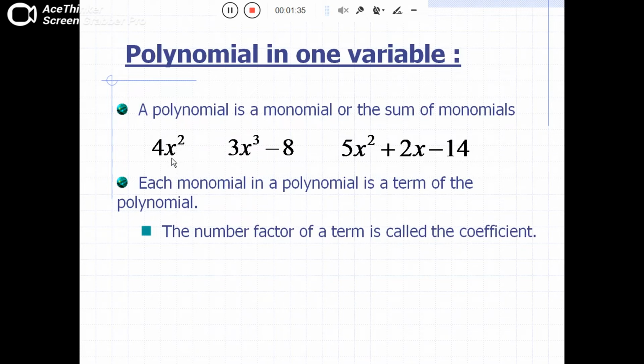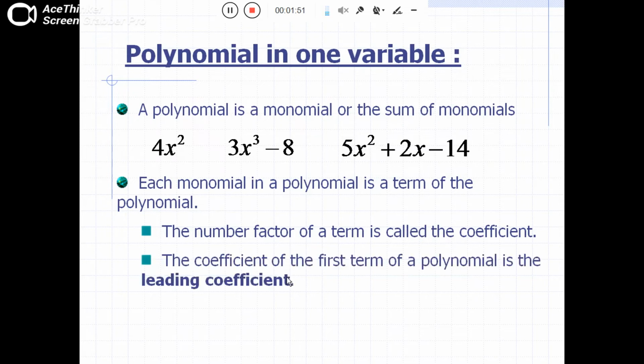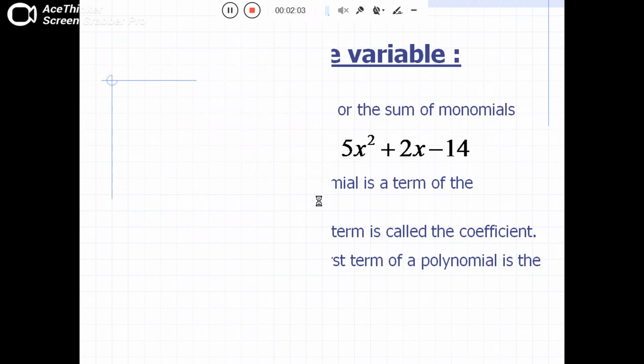The number factor of a term is called its coefficient. Like coefficient of x square is 4. This is the number factor. In this x cube, the number factor is 3. In this x square, the number factor is 5. So these are called the coefficients. The coefficient of the first term of the polynomial is called the leading coefficient. Like 4 is the leading coefficient in this, 3 is the leading coefficient in this, 5 is the leading coefficient in this. Okay.